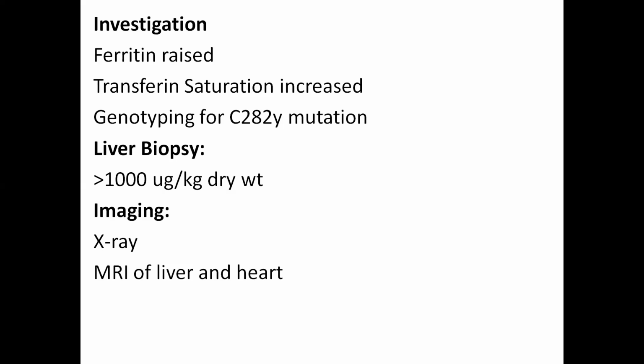Then imaging, in which we advise X-ray of the joints and MRI of the liver and heart. X-ray will show, especially in the early stage in the hands, damage to the cartilage, the joint space will be narrowed and there may be osteophyte formation. MRI is also a good way to detect the iron load in the liver and heart. So it is better than CT scanning.